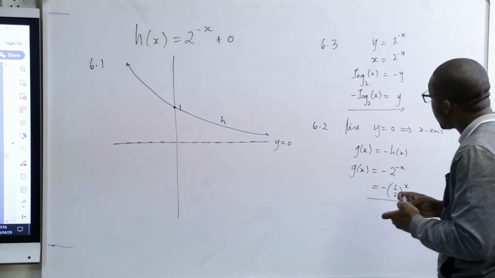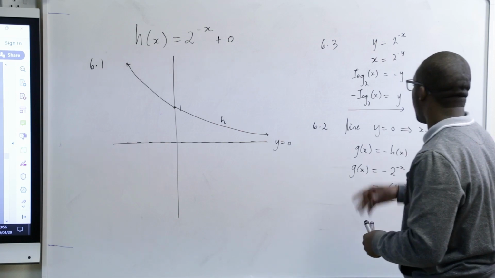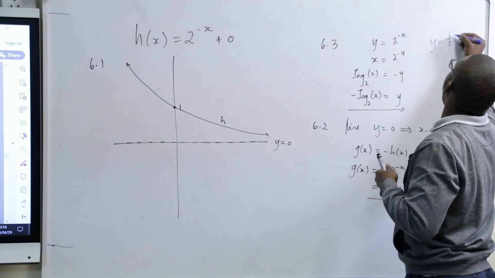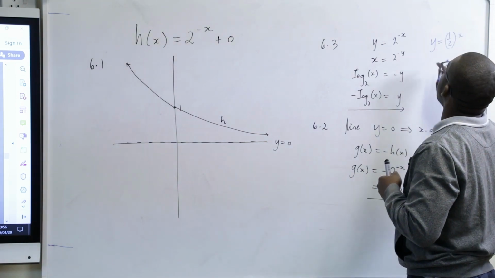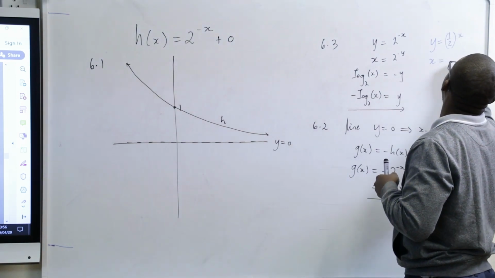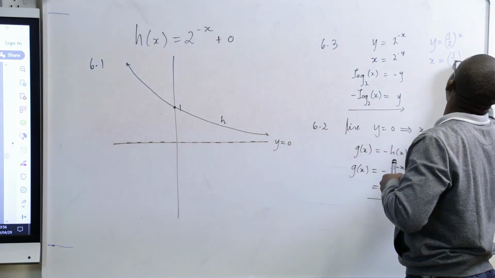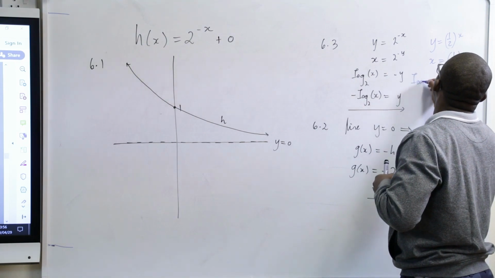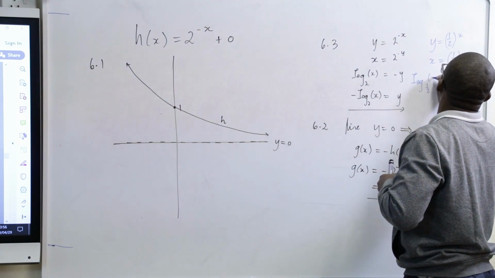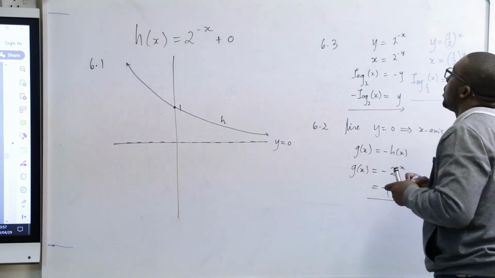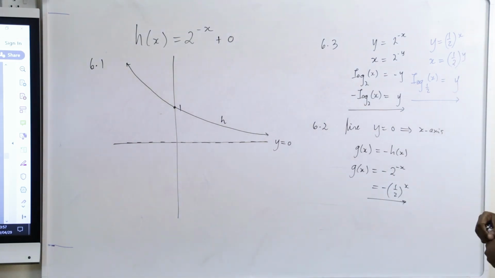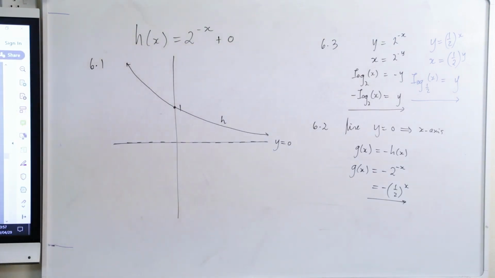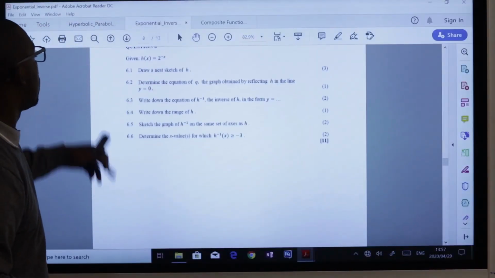This is one way of doing it. Another way of doing it is to use the fractional aspect. So you would have said y is equals to half to the x. Interchange: x is equals to half to the y. Next up, y is equals to log to the base of half of x. That's another way. Same answer for 6.3. No matter which approach you use, it's still acceptable.